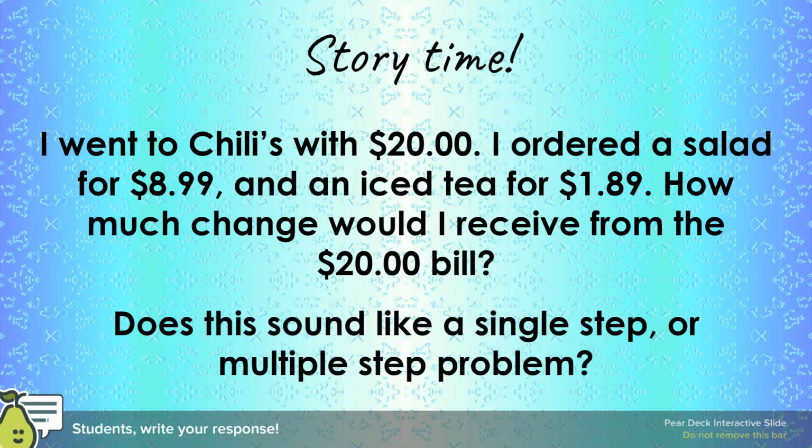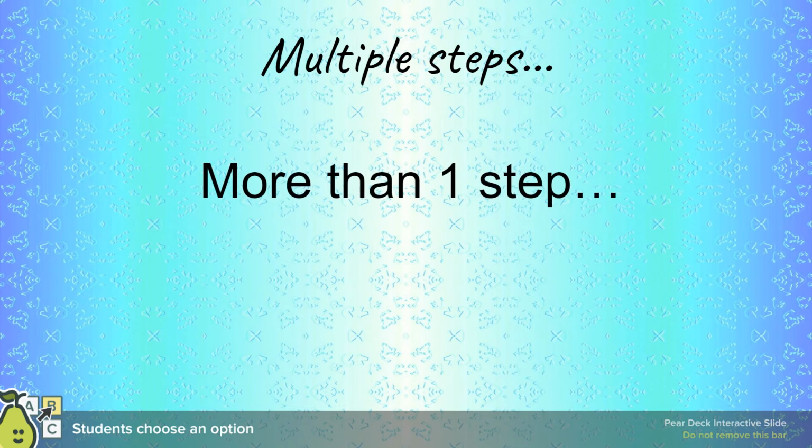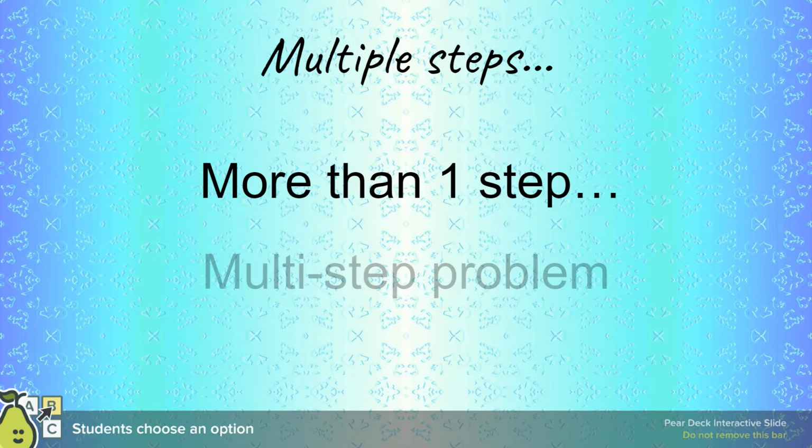So does this sound like a single step or a multiple step problem? What I mean by that is, am I going to do one thing or are there two steps that I need to do here? So there is more than one step I need to do here. So we call that a multi-step problem. So you don't just do one part of a math and you get an answer, but there's actually more than one step to go through.